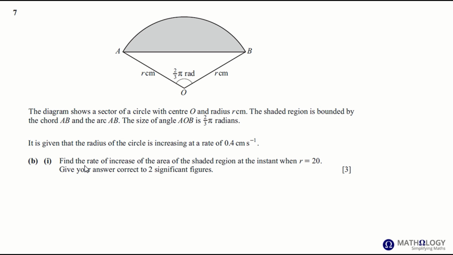Now, given that the radius of the circle is increasing at a rate of 0.4 centimeters per second, we're required to find the rate of increase of the area of the shaded region at the instant when the radius is 20. Okay, so we are given that the radius of the circle is increasing at a rate of 0.4 centimeters per second. Now, whenever you see the word increase or decrease and rate, your mind needs to automatically go to differentiation.